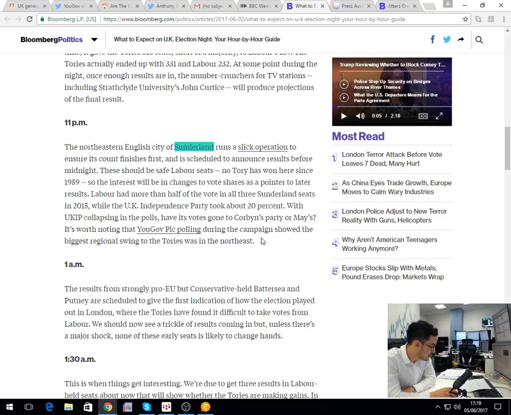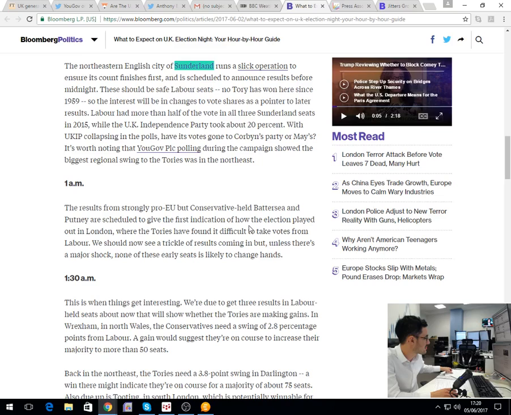It's worth noting that YouGov polling during the campaign showed the biggest regional swing to the Tories was in the northeast. So when you talk about target areas in the UK, it's the northeast, which historically is very Labour or left, that because of this Brexit and immigration issue could well tip the balance. Looking forward, you get to 1 AM, you start to get some of the first strongly pro-EU but Conservative-held seats, Battersea, Putney, so some of these London boroughs start to come in.